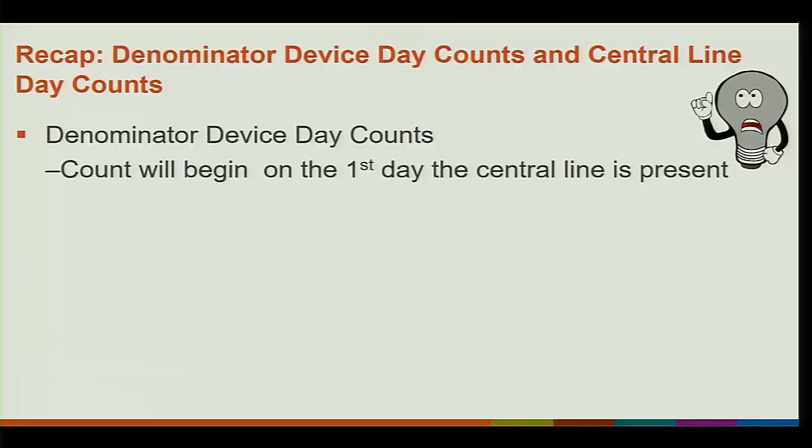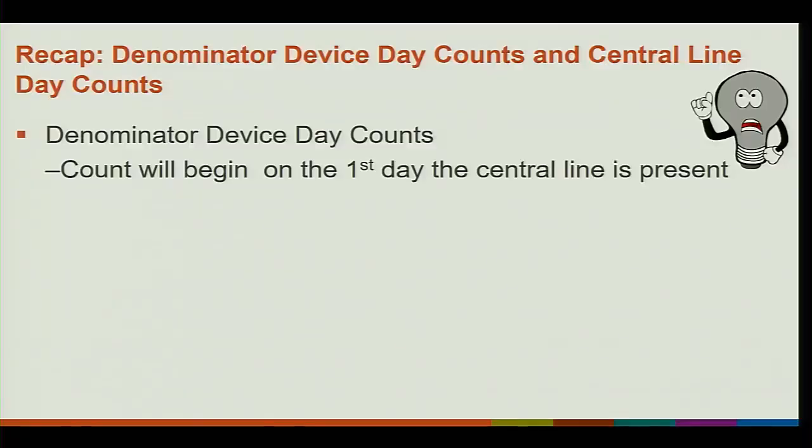For denominator device counts, you would start the first day the central line is present on an inpatient unit. If the line is inserted during the current admission, day one is the first day the central line is present on an inpatient unit. If the central line was present on admission, day one is the first day the patient is admitted to an inpatient location, regardless of access.